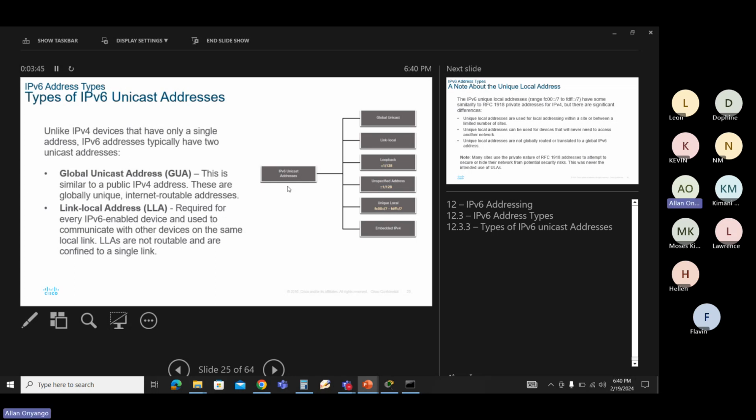And that's why one of the features you'll be learning about IPv6 is that it's more secure than IPv4. Okay? And security comes because of some of these things. It doesn't broadcast.